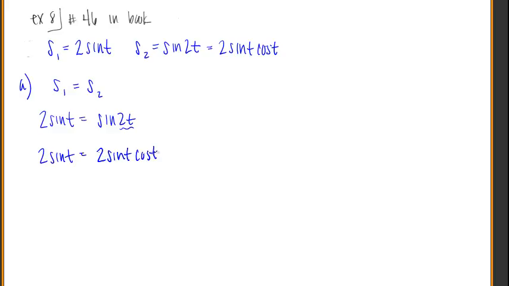So we just want to know the value of t that'll cause these two sides to be equal to each other. So if we move that term over, set it equal to 0 and factor out the common 2 sine t, that'll leave us with 1 minus cosine t. Set that equal to 0. And so we're looking at when does 2 sine t equal 0 and when does cosine t equal 1.